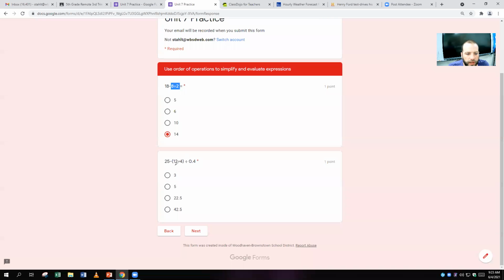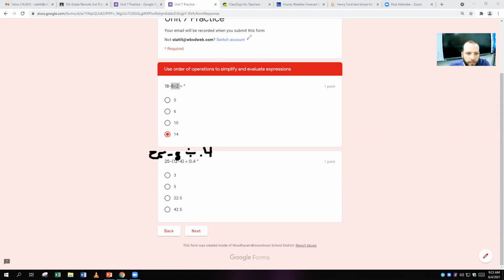And then this next one, we have a couple different steps. We have 3 different steps, 3 different tiers. The first one would be the parentheses. So 12 minus 4 is 8. So now we have 25 minus, snowman, which is actually an 8, divided by 0.4.